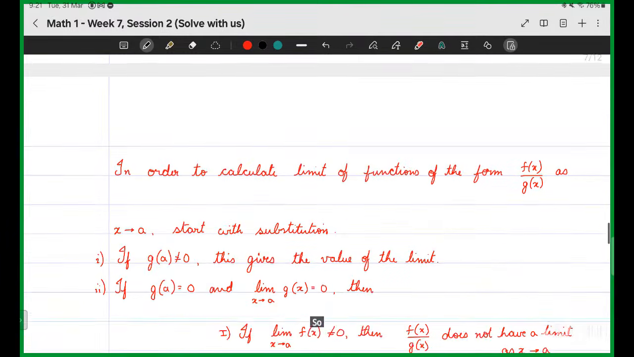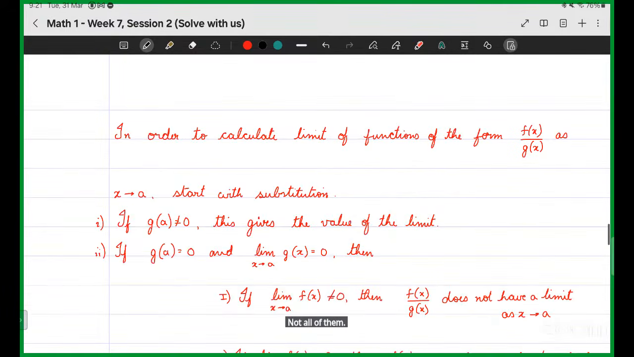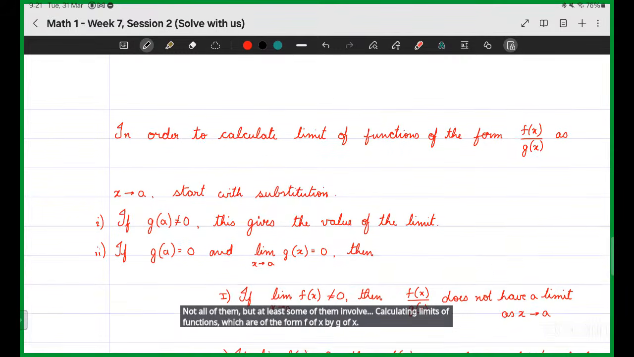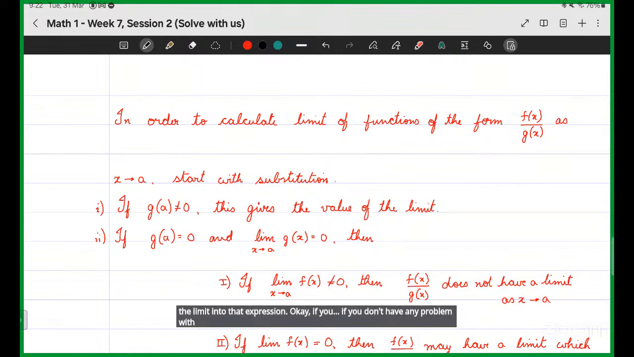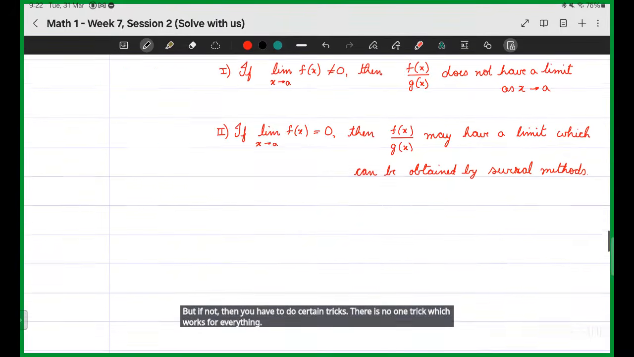So the next set of questions, the next 4 questions should be, not all of them, but at least some of them involve calculating limits of functions which are of the form f of x by g of x. Typically what happens is if you substitute the limit into that expression, okay, if you don't have any problem with that, if you substitute and get a good answer, then that itself is the limit. But if not, then you have to do certain tricks. There is no one trick which works for everything, but we'll take a look at some of them.